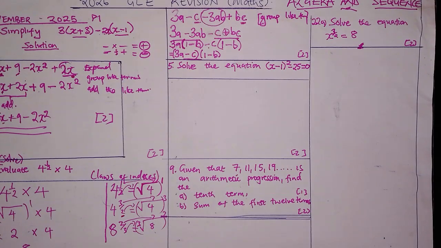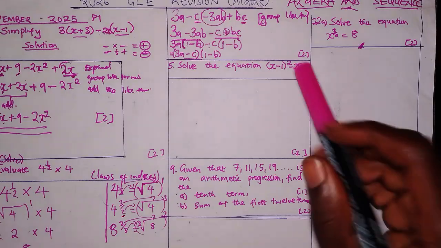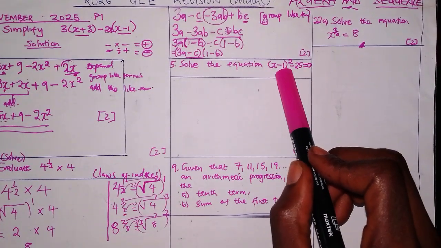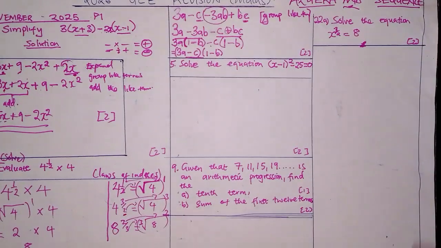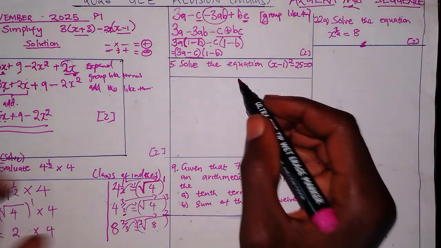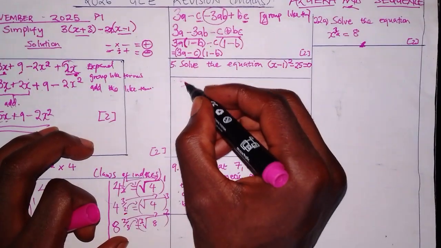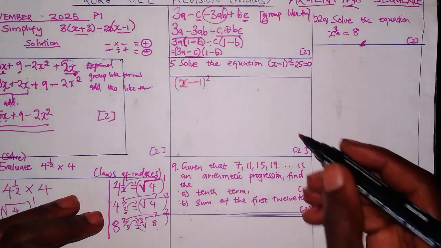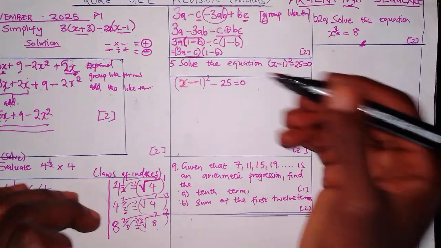Yeah. Then moving on to our next question, which is solve the equation x minus 1 in bracket squared minus 25, which is equal to 0. So what do you need to understand about equations? So whenever you have an equation with a squared, is equals to 0. Yeah.